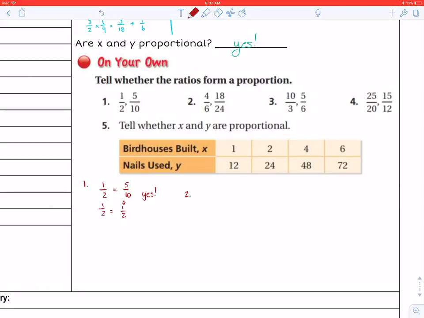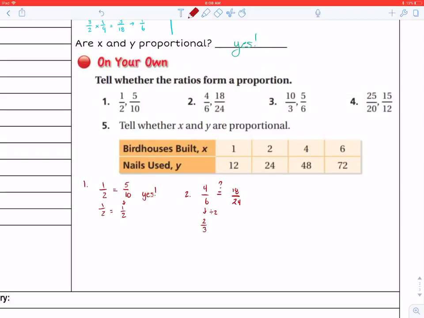Number 2, we're going to handle in the same way. We're going to have 4 over 6 and 18 over 24, and we're going to determine, are they proportional? Are they equal to one another? Is 4 to 6 the same as 18 to 24? Let's go ahead and reduce them to the simplest form. If you divide 4 over 6 by 2, then this is going to turn into 2 over 3.